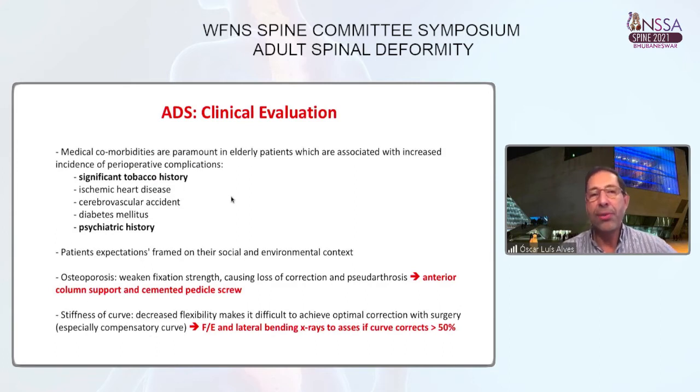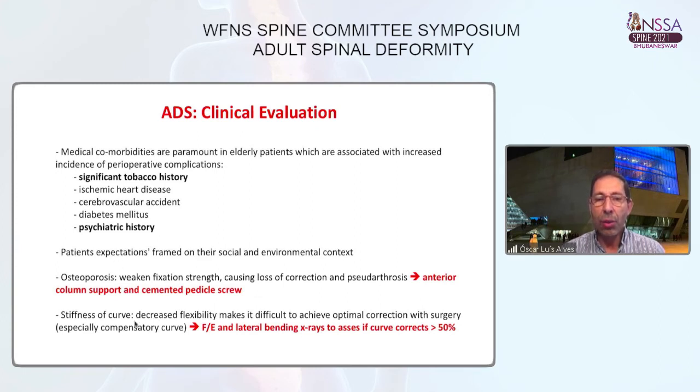They will influence complications and the final results. Significant tobacco history and psychiatric history are the most important. You have to understand patient expectations framed in their social and environmental context. Look at osteoporosis, because this will weaken your fixation strength, causing loss of cohesion and pseudoarthrosis. In those patients you have to think about anterior column support and cemented pedicle screws.